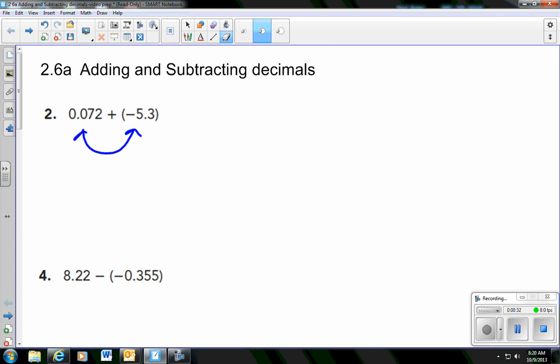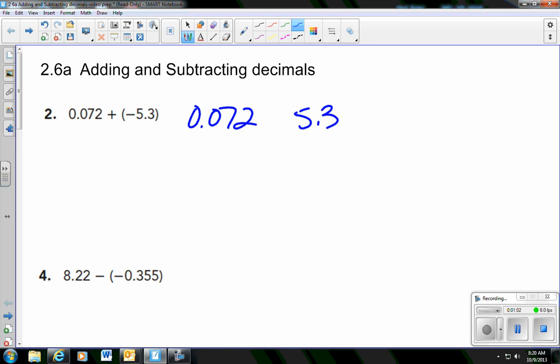Second thing is, what are the signs of the two numbers? As you see, one of them is negative, and this one here is positive. So if you remember your rules of adding positive and negative numbers, if you're adding different signs, you find the difference of their absolute values. Absolute value is always positive, so 0.72 or 0.072 and 5.3. Those are your absolute values. And then you always just do the greater absolute value minus the smaller absolute value. So 5.3, and we're finding the difference here. Again, different signs, so we find the difference, which means subtract.